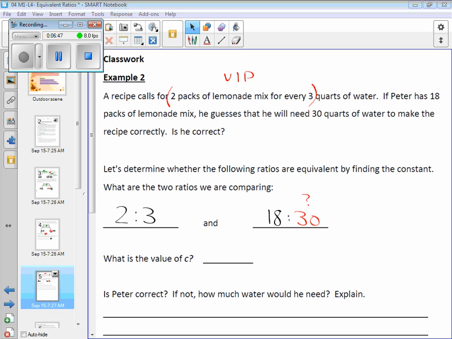Let's test it. To figure out what the value of C is, which is the constant, even though there's not a whole lot of room here, to get from 2 to 18, what are you multiplying by? Gabs. Correct. As of right now, that's our value of C. That's our constant.